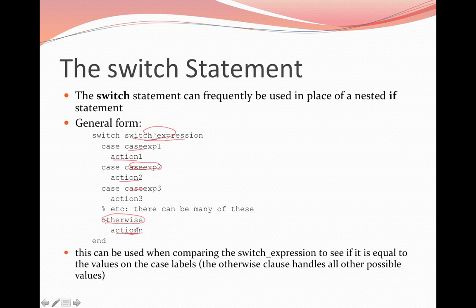execute the nth action. So notice that the switch statement is used when we're comparing the switch expression to see if it's equal to the values on the case labels, and the otherwise clause handles all of the other possible values. So notice that this is equality only. If we wanted to take the variable in the switch expression and see if it's less than values, for example, then we can't use the switch statement. We'd have to use a nested if-else. So the switch statement is used when we're taking a variable, comparing to see if it's equal to a bunch of different values.